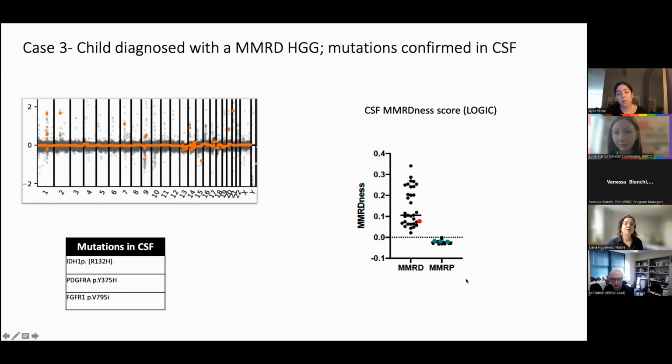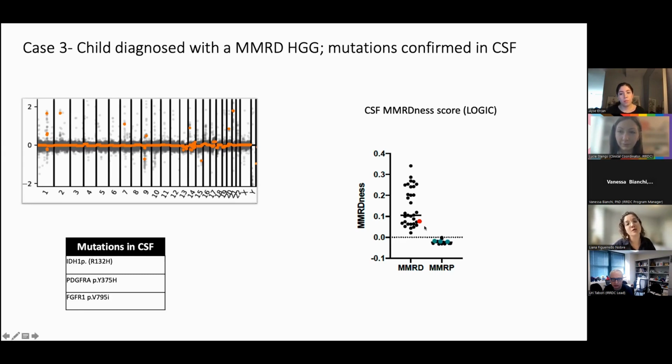And in this last case that I want to show you, another high-grade glioma patient, the mutations present in the tumor were confirmed in the CSF, with alterations in the copy number profile as well. For this patient, we are additionally starting to implement our logic tool, which Lucy mentioned briefly in the beginning. The logic tool can identify a score which will predict MMRD. We've used this previously in tumor tissues, and now we're developing it so that we're able to detect these levels in the liquid biopsy as well.